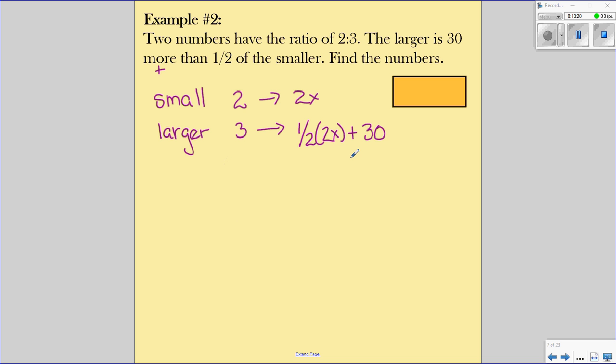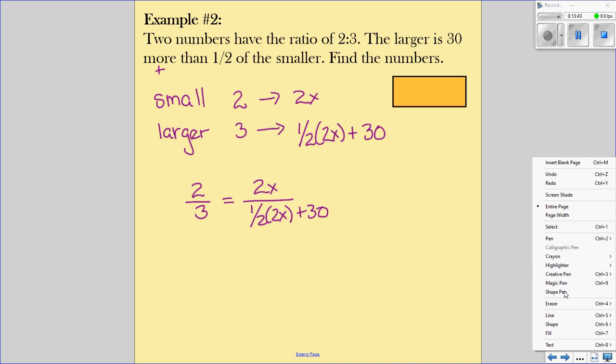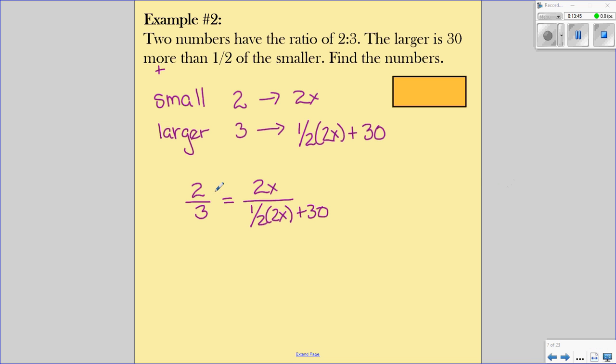So now we need to find our x's. So it's in ratio, 2 to 3 equals 2x over a half 2x plus 30. So we're going to cross multiply. And I'm going to use another pen. So I'm cross multiplying.